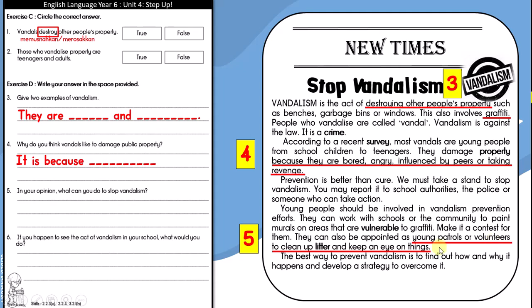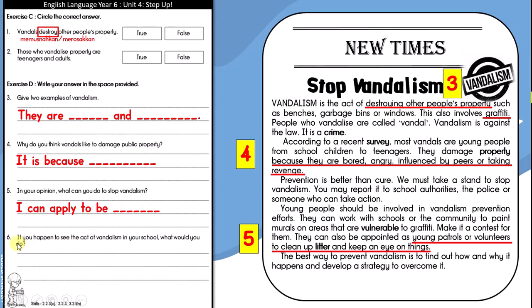Volunteers to clean up litter and also monitor the surroundings. Keep an eye on things. So how to transfer this answer here? You start your sentence with I can apply to be young patrols or volunteer to clean up litter and keep an eye on things. So this is how you answer question number 5.